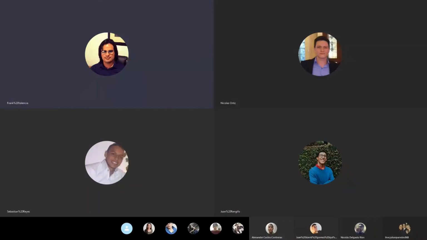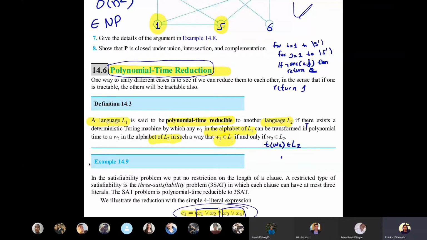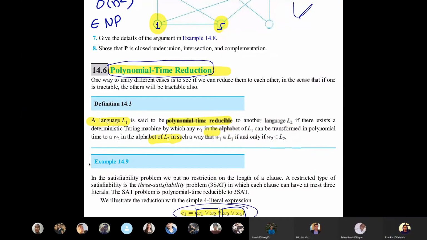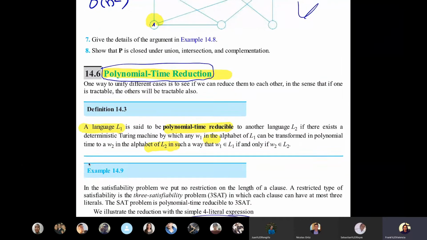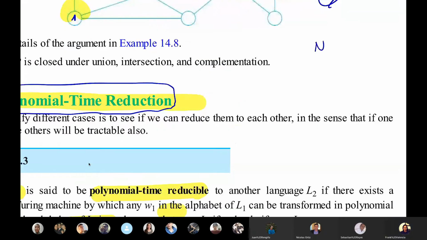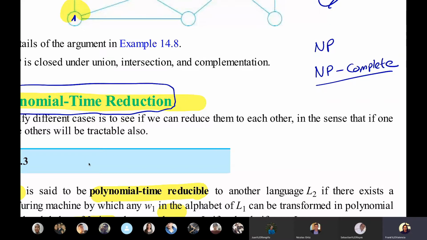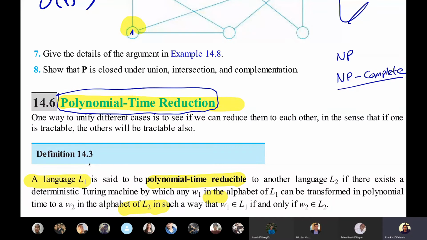Okay, now before describing the notion of NP complete, we already defined NP. Now we're going to study the notion of NP complete, where a problem is NP complete. For that, we need to talk about polynomial time reduction.